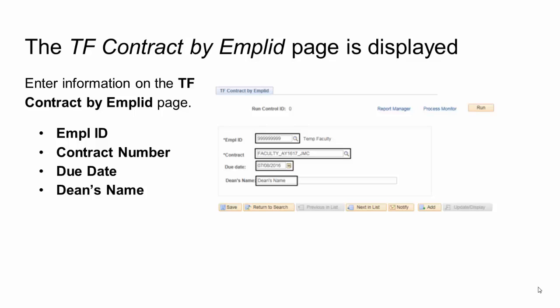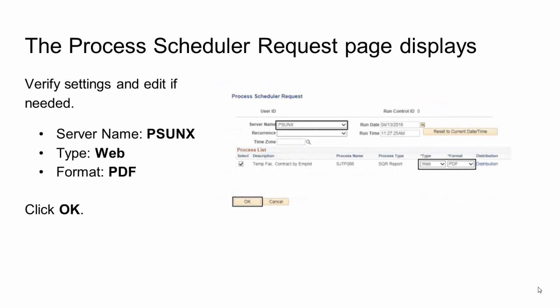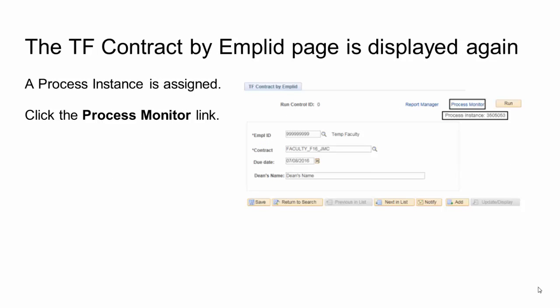Enter information on the TF contract by EMPL ID page. EMPL ID, contract number, due date, dean's name. Click Run. The Process Schedule Request page displays. Verify settings and edit if needed. Server name, PSUNX, type, web, format, PDF. Click OK. The TF contract by EMPL ID page is displayed again.